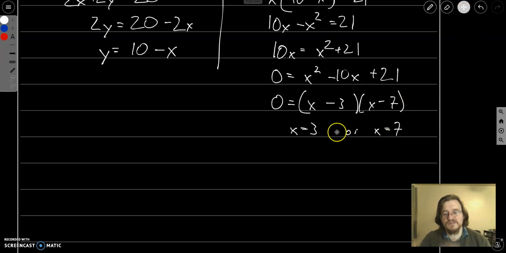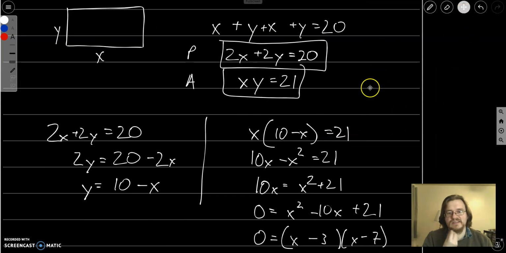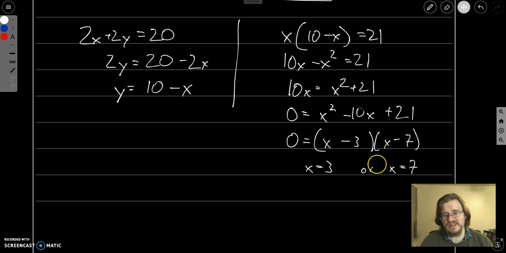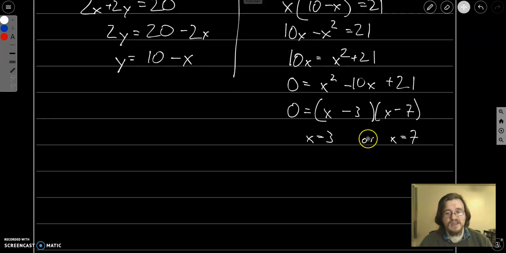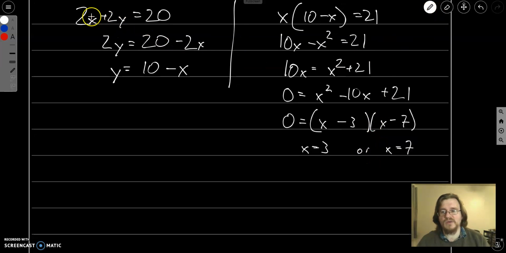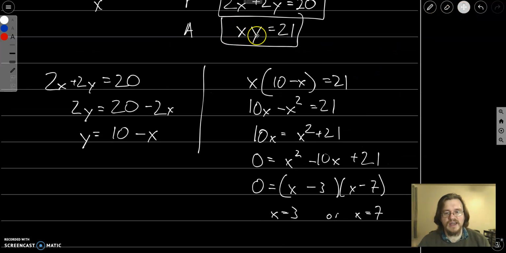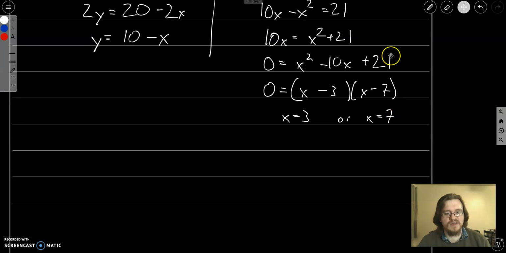So I have two different solutions here. The question implied, find the length and width of a rectangle whose perimeter is this and the area is this. This kind of implies that there should only be one solution. So let's figure out what's going on here. We have our equation, let's use this equation, x times y is equal to 21.